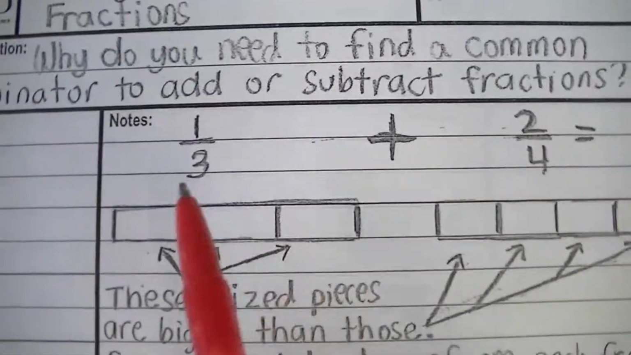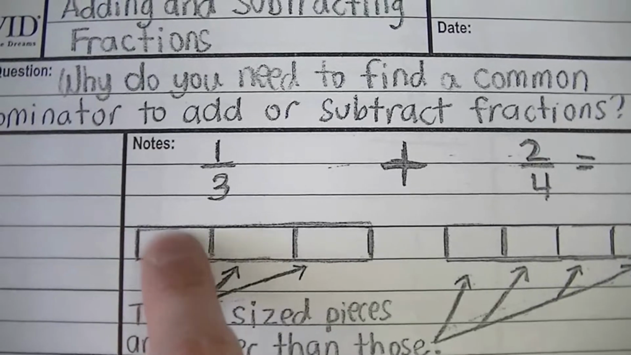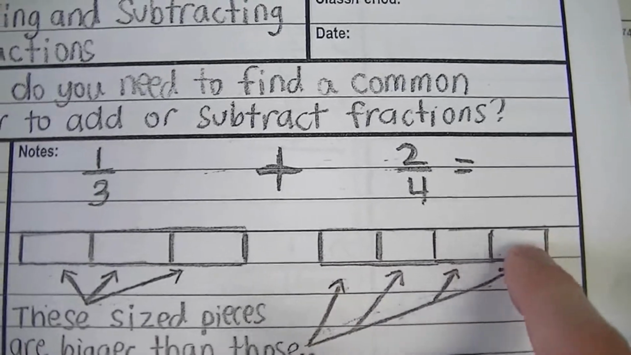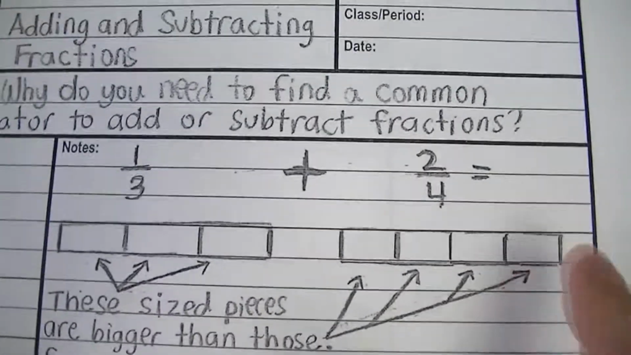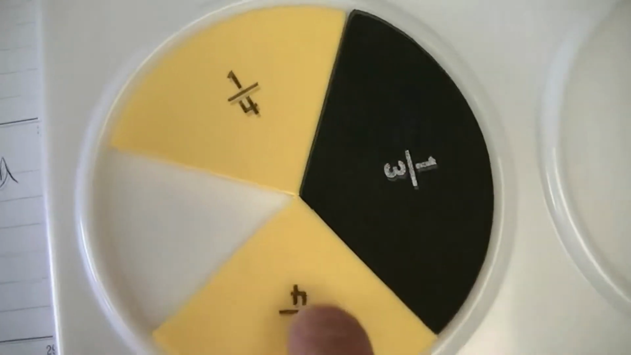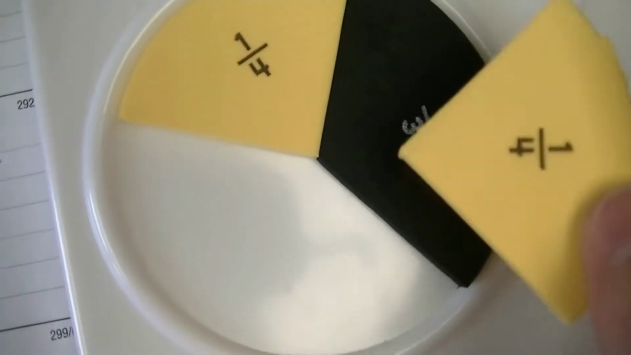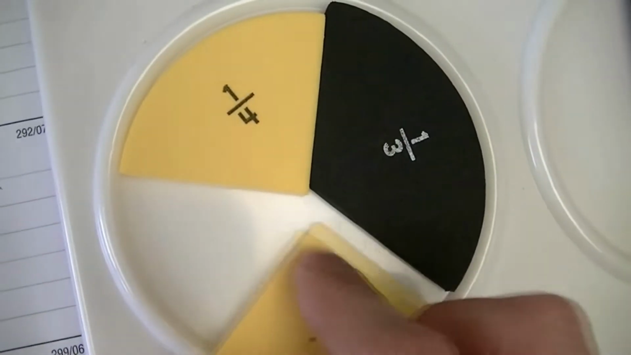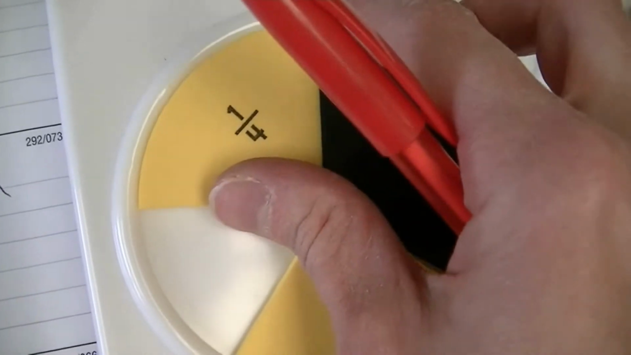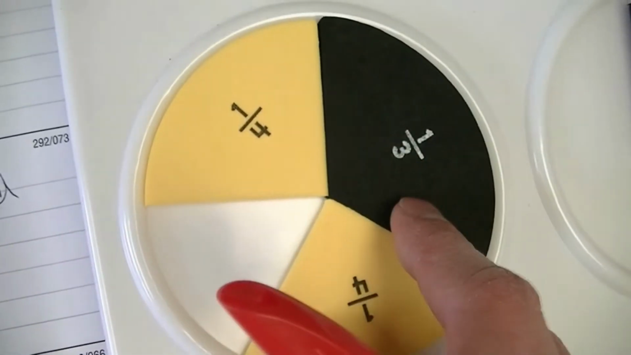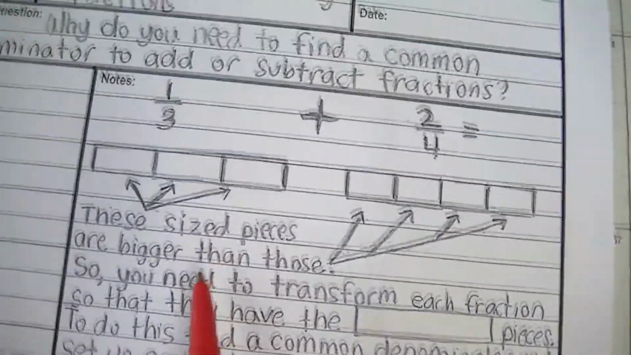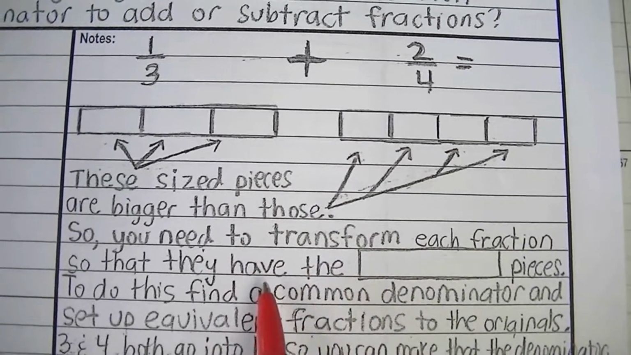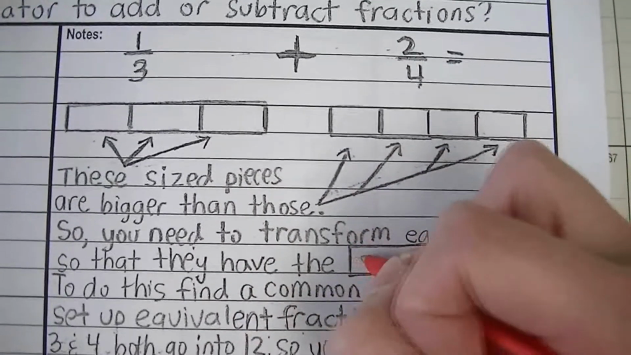Just to break this down a little bit, notice how these pieces right here are larger than these pieces right here. To look at them in a different way, you'll see that they are different sized pieces. The 1/3 is larger than the 1/4. So when you have that situation, it makes it a little more challenging to add those different size pieces. And since those size pieces are not the same size within the two fractions, you need to transform each fraction so that they have the same size pieces.